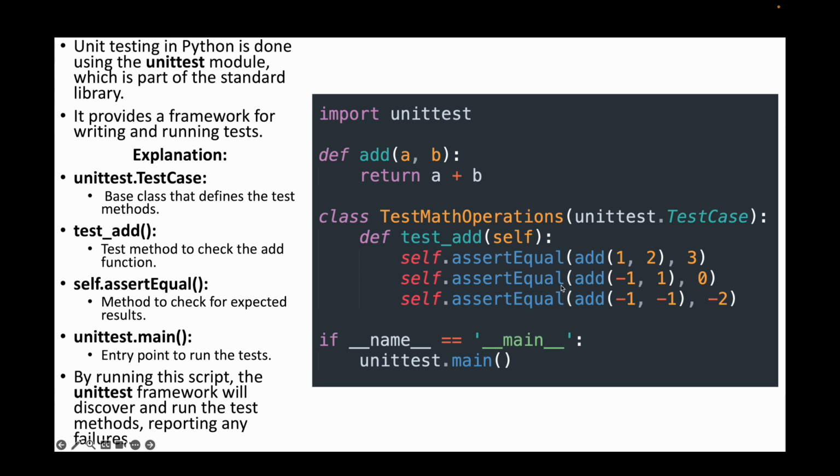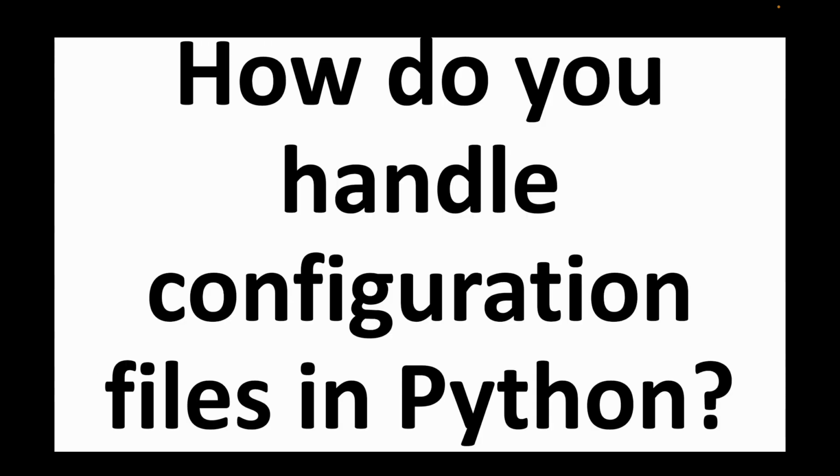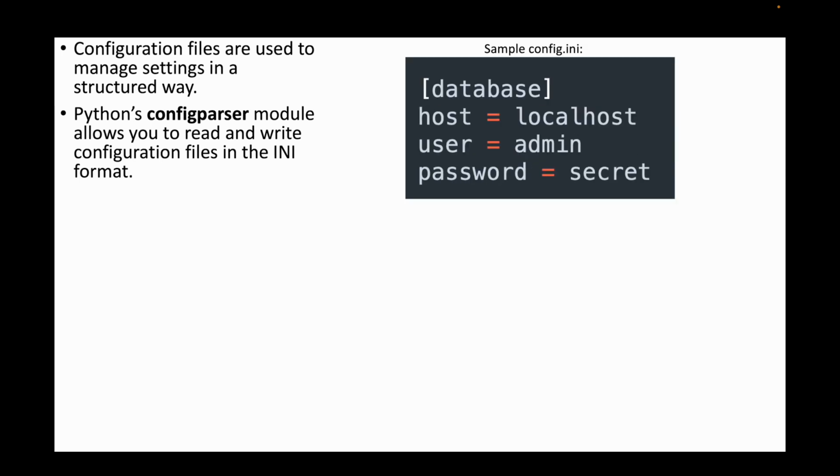The next question we have is, how do you handle configuration files in Python? So configuration files are basically used when you want to manage the settings of your application in a more structured way. Python provides us with a module, which is the configparser module, and this module allows us to read and write configuration files which are in the ini format.